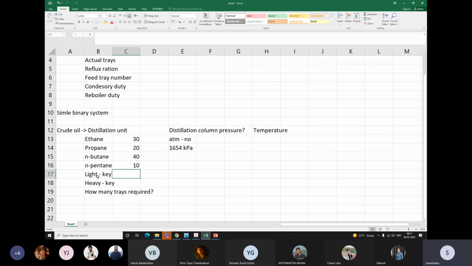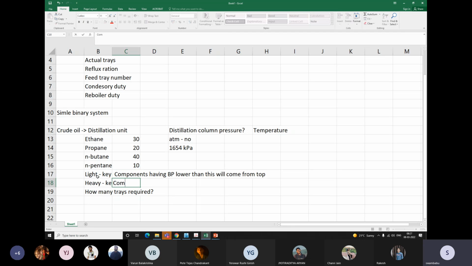So in distillation, another significance with this light key is that components having boiling points lower than this will be there in the distillate. They will come from the top. Maybe that is easy to understand.